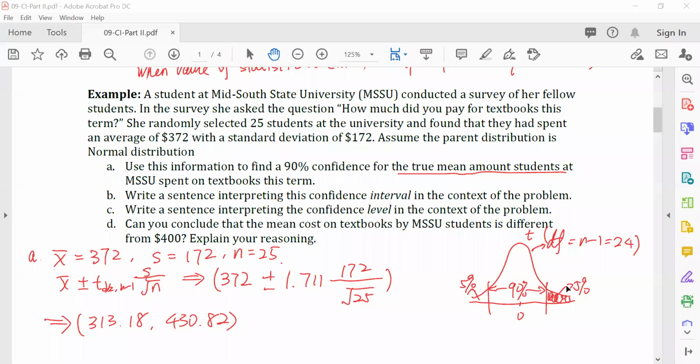So let me share this. The 0.05 is, this is 90% confidence interval. So C is 90%. The area under the curve on the two extremes will be 10%. So it's symmetric. Each of them will be 5%. Any other questions? Are we good here? Okay.